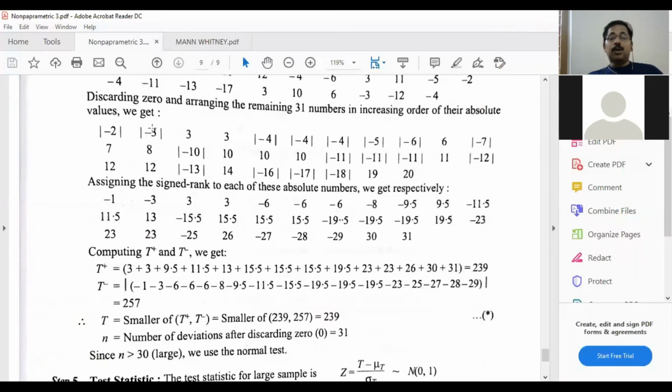Then for 3, how many 3's are there? Including this minus 3, because you are considering the absolute value, 3 3's are there. So their ranks are 2, 3, 4. Sum is 9, and 9 by 3 is 3. So assign 3 to these 3 observations. Okay, and put the negative sign for negative difference.